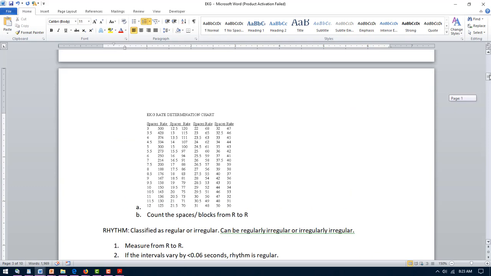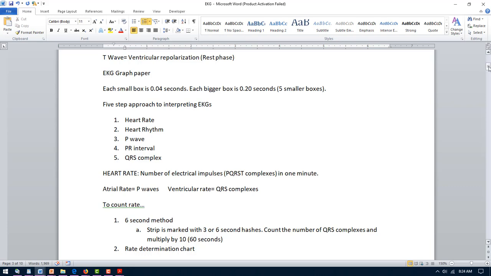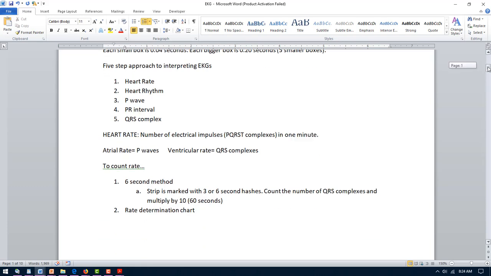Let me go back up here. It's much easier when we're reading our EKGs to have a set of steps that we go through. You can do the heart rhythm or the heart rate, either one first. I like to do the heart rate because that can tell me a little bit quicker. When we're looking at heart rate, overall, it's how many electrical impulses, the whole PQRST complexes, that we see in 1 minute.